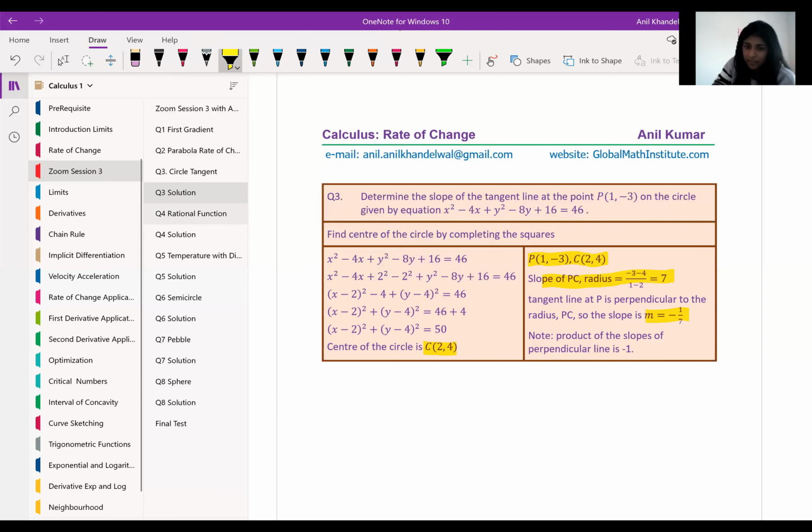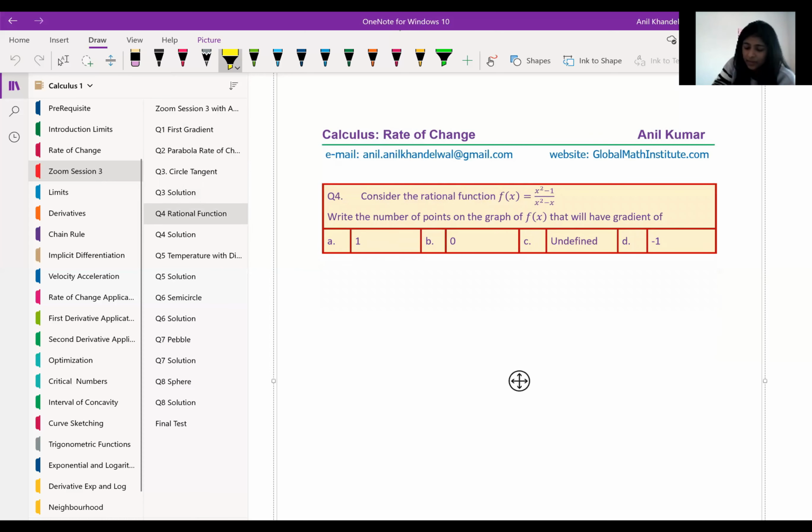So here we have the fourth question, which is now based on rational functions. So now we have to apply the techniques learned in our introduction to calculus. Now, can you tell me, in question number 4, it is: consider the rational function f of x equals x square minus 1 divided by x square minus x. Write the number of points on the graph of f of x that will have a gradient of 1, 0, undefined, or minus 1. How will you do this question?